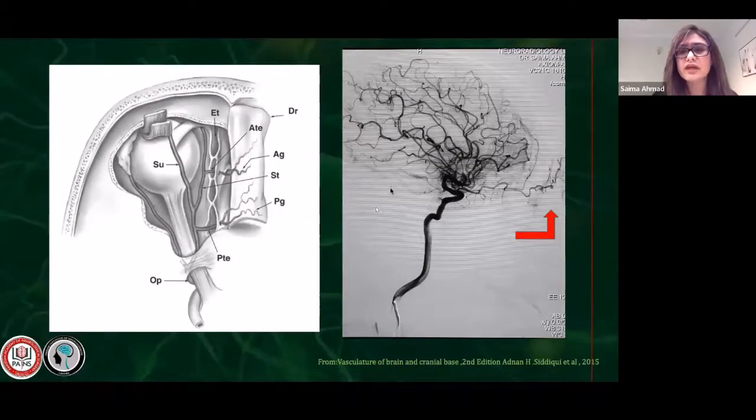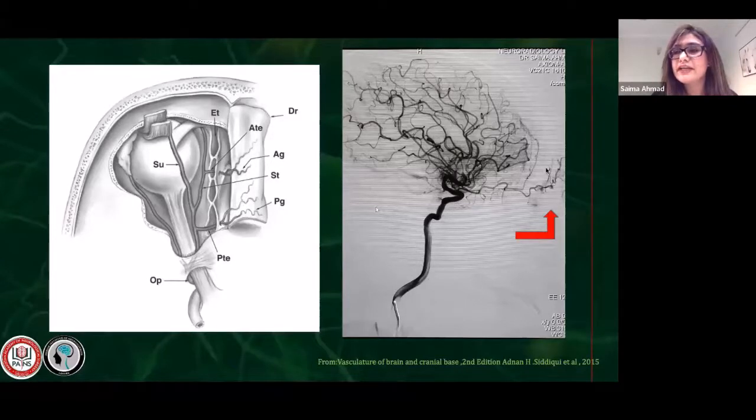Again, this is the lateral angiogram, one of my cases. The point I want to highlight is that this is the ophthalmic artery. It is taking off from above the siphon, and this is the central retinal artery blush. So meaning thereby that this is the central retinal artery here.